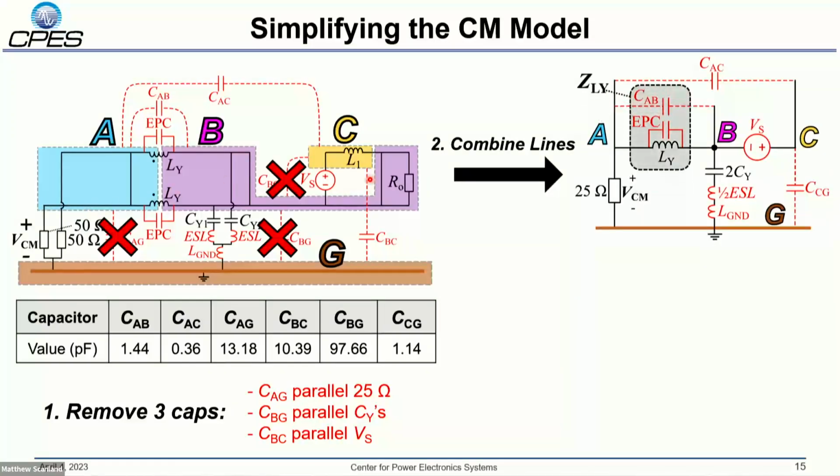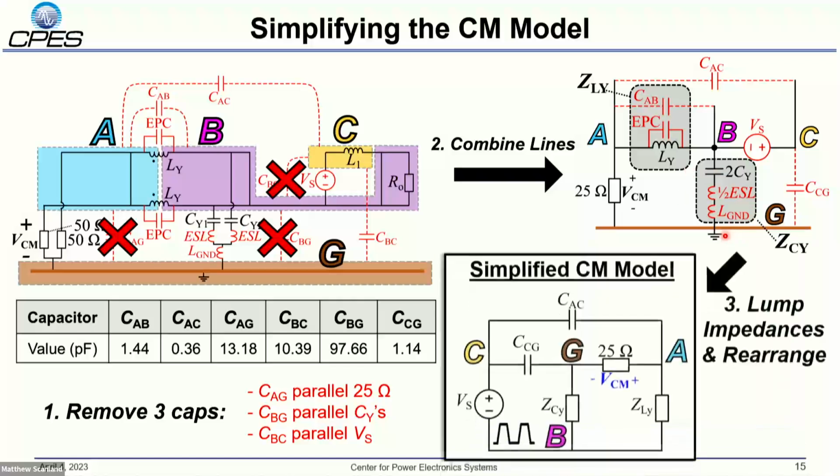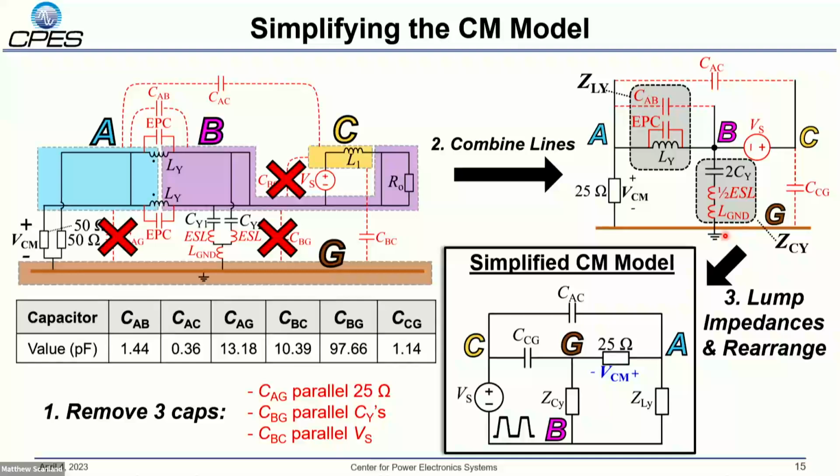Then we'll lump the impedance of the common mode choke with its parallel caps. We'll call this ZLY. We'll lump the impedance of the Y capacitors with its series inductors, called ZCY. Finally, we can rearrange our model and we get this simplified common mode model.